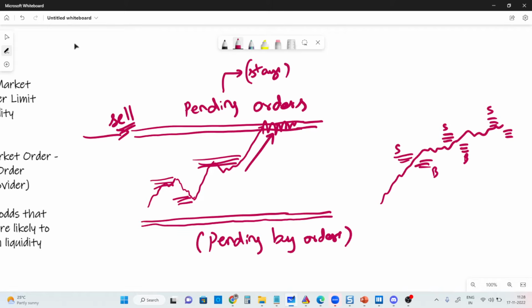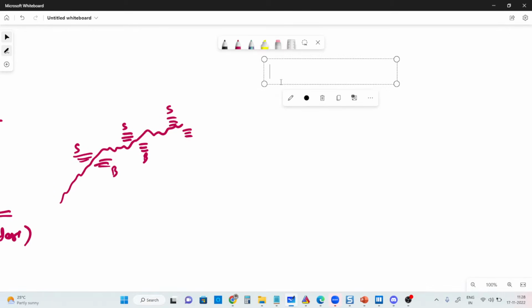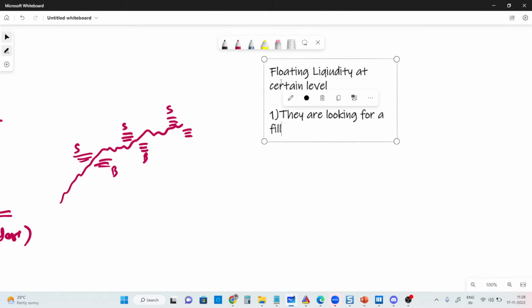Are you clear about this? What market makers are capable of doing and what institutions are capable of doing? Sometimes institutions float the orders. As I said, institutions float the orders for two reasons. While somebody is floating liquidity at a certain level, why do they do that? For one reason, they are looking for a fill. Most likely, those floating liquidity are mostly institutions only. They are looking for a fill.